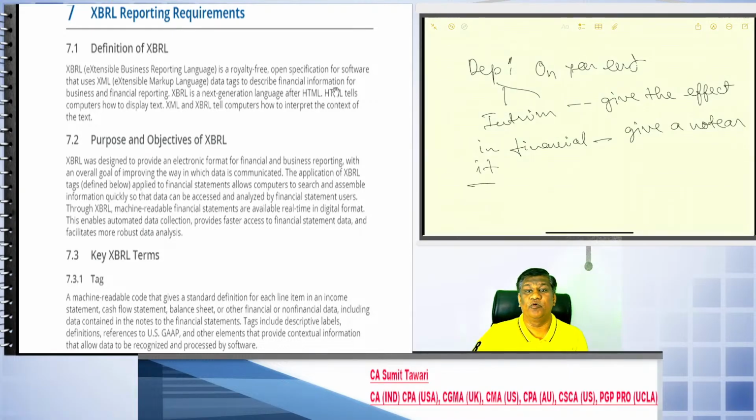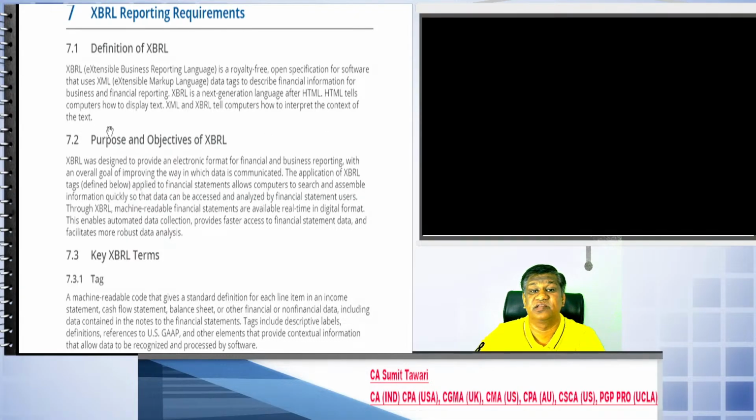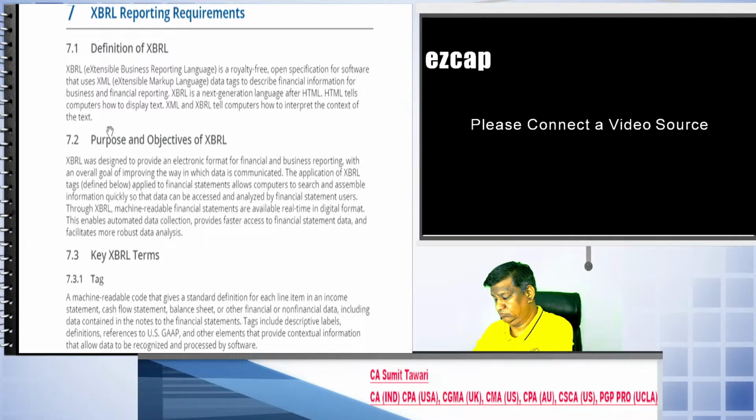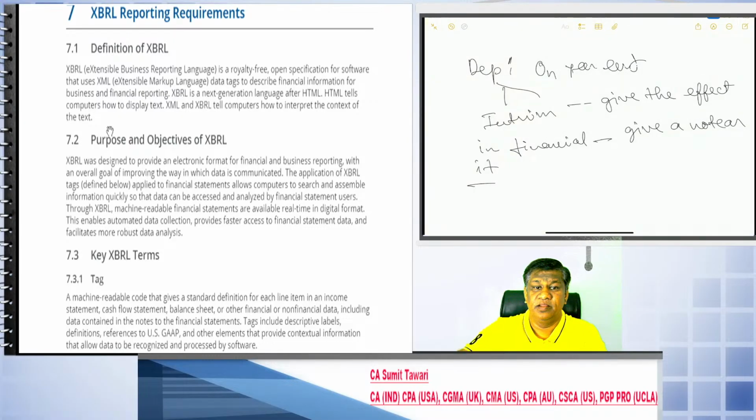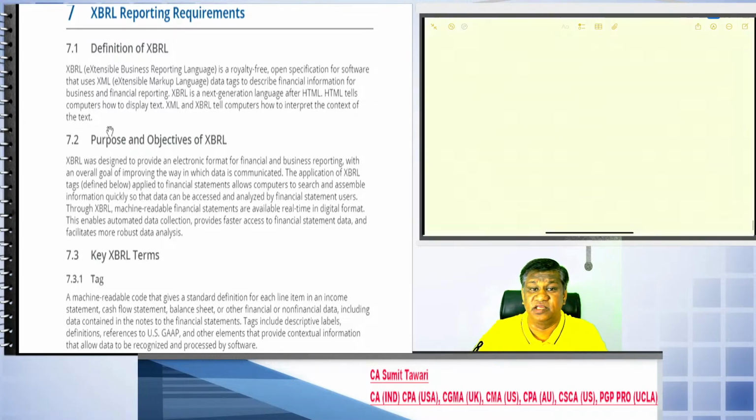It is a royalty-free open specification for software that uses XML, Extensible Markup Language, data tags to describe the financial information for business and financial reporting. XBRL is a next generation language after HTML, which tells computers how to display text. XML and XBRL tell computers how to interpret the context of the text. And the purpose and objective is basically to ensure comparability. XBRL was designed to provide an economic format for financial and business reporting with an overall goal of improving the way in which data is communicated.